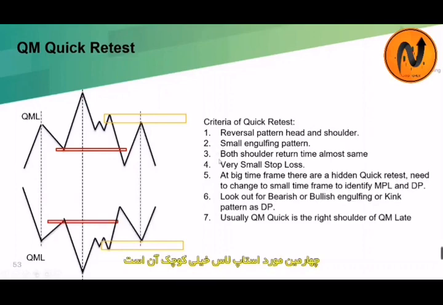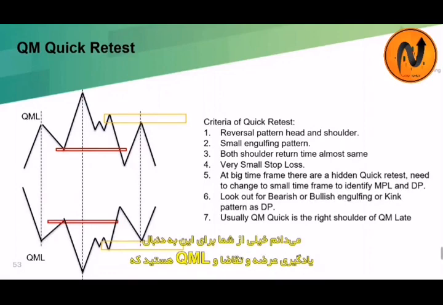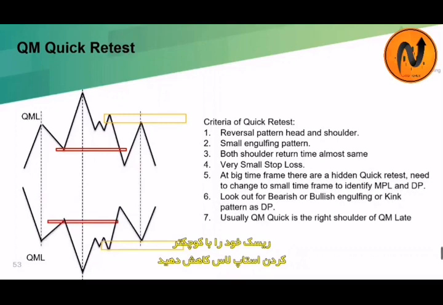So the next criteria is that it has a very small stop loss. I believe a lot of you want to learn about supply and demand and QML because you want to have lower risk. A very small stop loss is where you can lower your risk. And of course, if you keep on practicing, you can do a sniper entry and reduce your risk even smaller. Okay, so the fifth criteria is that at a big time frame there is a hidden quick retest.